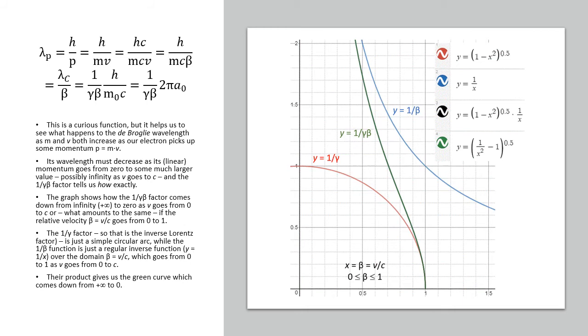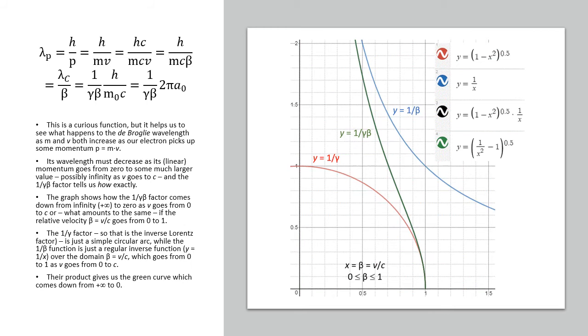So lambda p is the de Broglie wavelength, and the derivation is there, so you can recheck it a bit. It's equal to 1 over gamma beta times 2 pi times a0, the Compton radius of the electron at rest, h divided by m0 c. So how does that function behave? Well, it behaves like we see on the right-hand side there. On the x-axis here we have 0 going to 0.5 to 1. So what is that? That's the relative velocity. My variable there is the relative velocity.